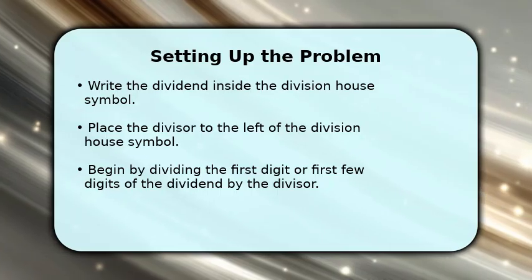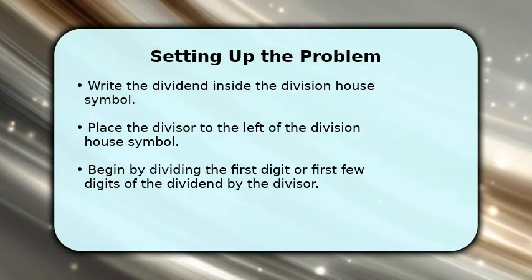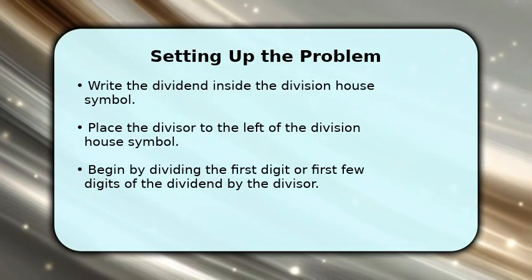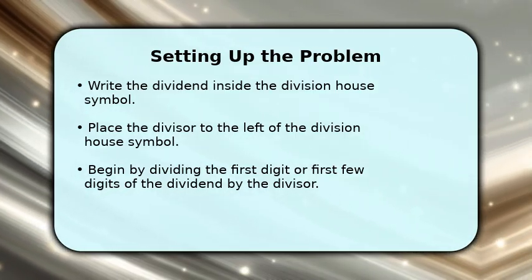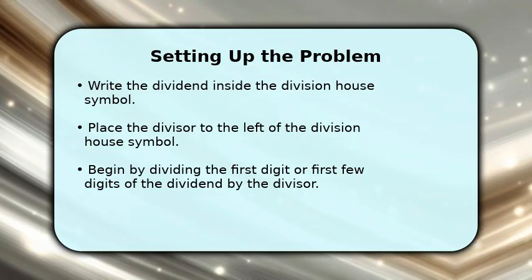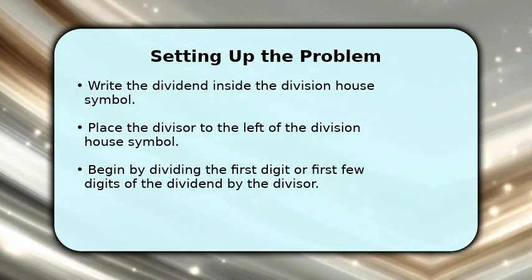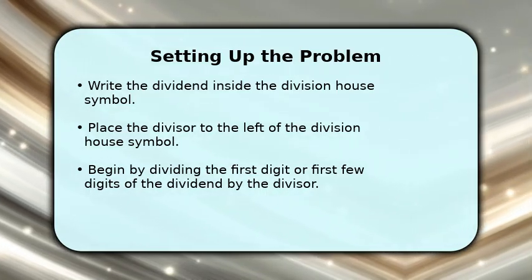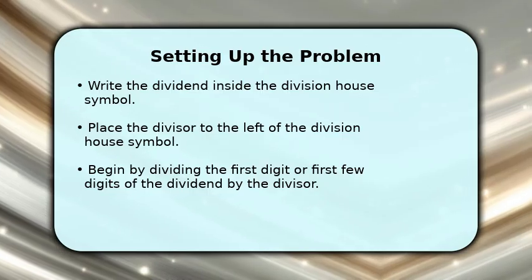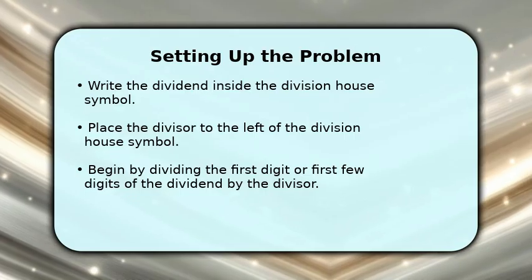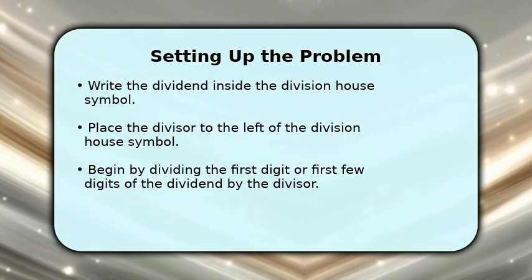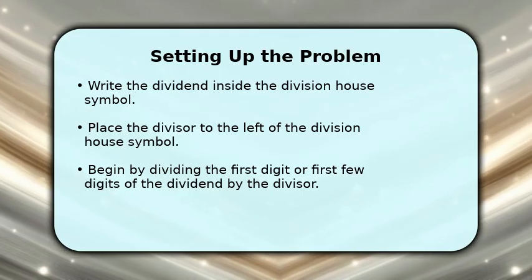Now let's set up our division problem correctly. First, write your dividend, for example, 144, inside the division house. Then, place your divisor, such as 12, to the left of the house. Next, you'll look at the first digit or first few digits of the dividend. Determine how many times the divisor can go into that segment without exceeding it. This initial step is crucial for starting the long division process accurately and efficiently.